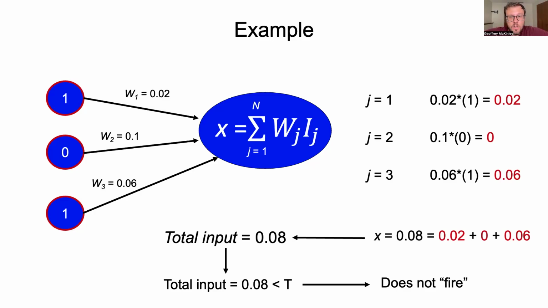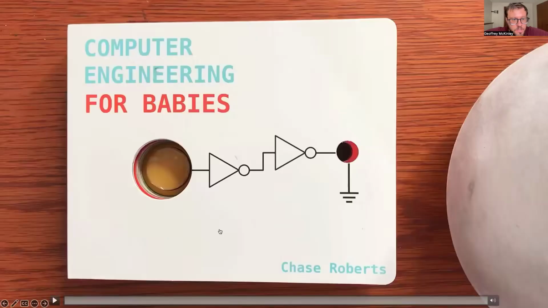Okay, so in this video, we're going to talk about logic gates as it relates to neural networks. I'm first going to talk about neural logic gates. All right. So I have this little demonstration here. This is computer engineering for babies.